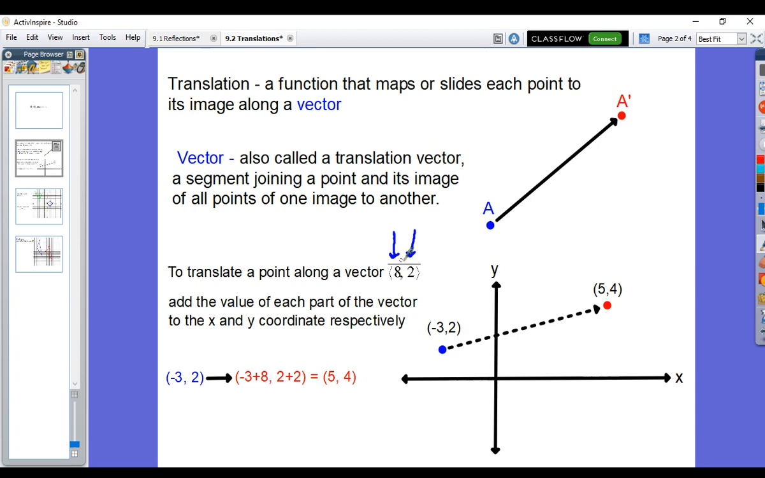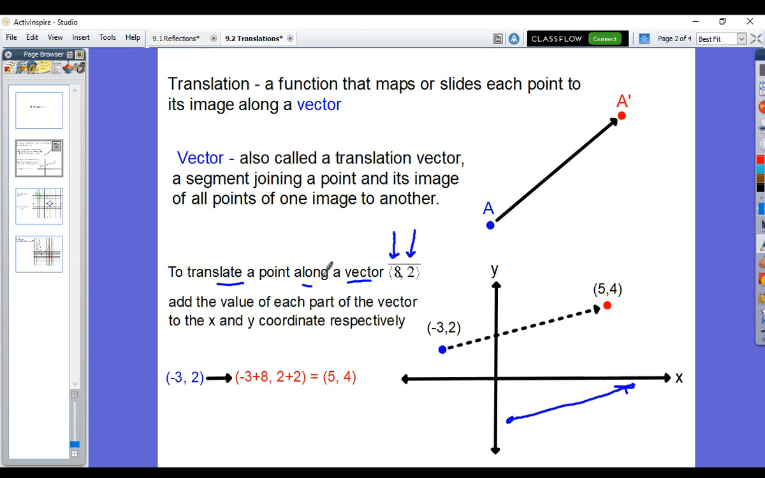The way you use a vector is you just add those numbers to the original point to get the new point. So for example, we have the original point -3, 2. We're going to translate that point along the vector 8, 2. So 8, 2 looks the same regardless of where you draw it. The vector is just the actual movement of that point. Where it started or where it ended is something different, but the actual line itself is the vector.